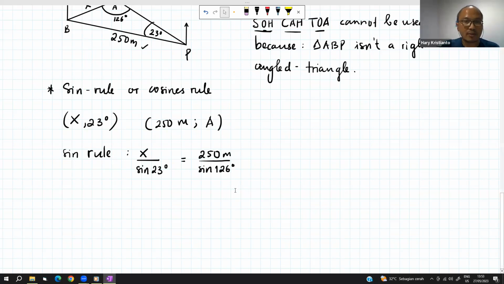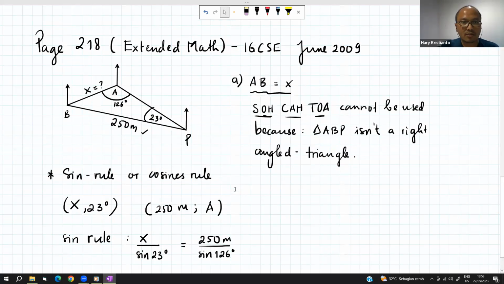Would you like to copy first or screenshot? Screenshot. Do you understand so far, brother? Yes, sir. For the ABP is in a right angle triangle.